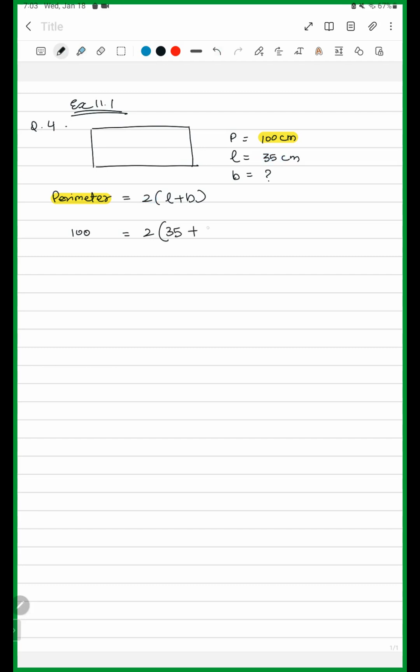Now we don't know what B is, right? Can we flip this equation? Exactly. Let's flip it. So 35 plus B equals what? 100. Then you have solved similar equations before, remember? Yeah. Now what do we do? We will bring the 2 to the other side. It will be 50. Very good.